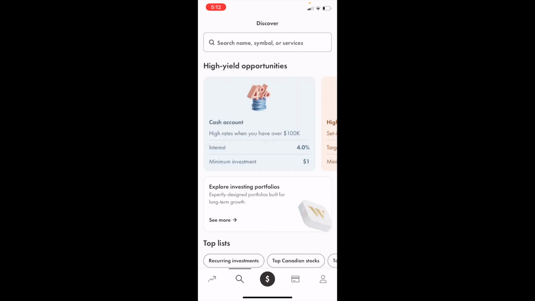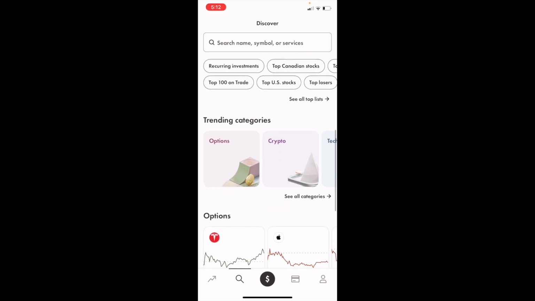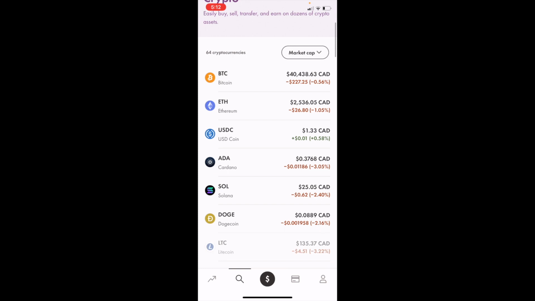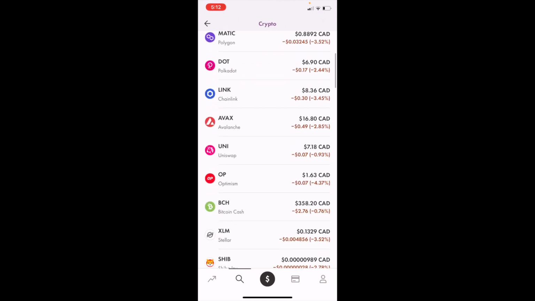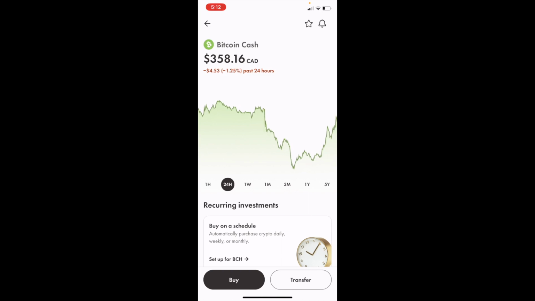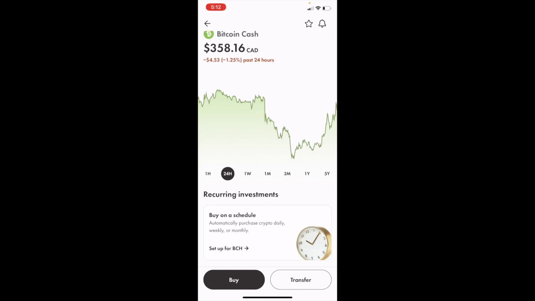Once you're in this screen, scroll all the way down to where it says trending categories and press on crypto. Then once you're in this screen, scroll all the way down until you see ticker symbol BCH or Bitcoin Cash right here. Then simply just press on Bitcoin Cash. Then once you're in this screen, I'll go down to the bottom left and press on buy.